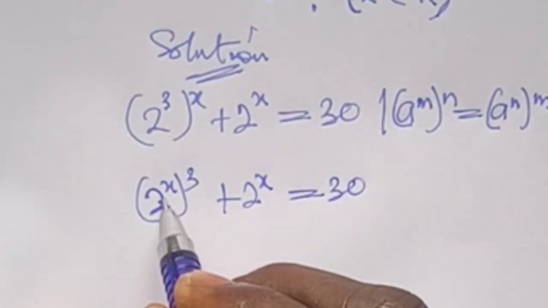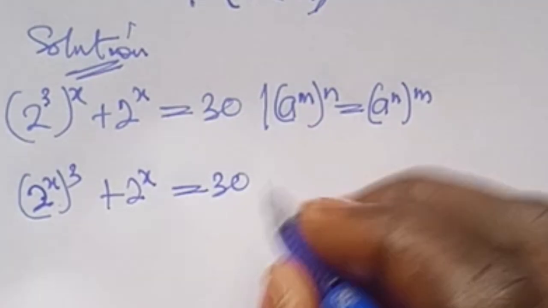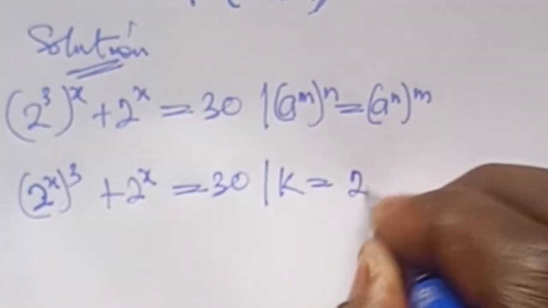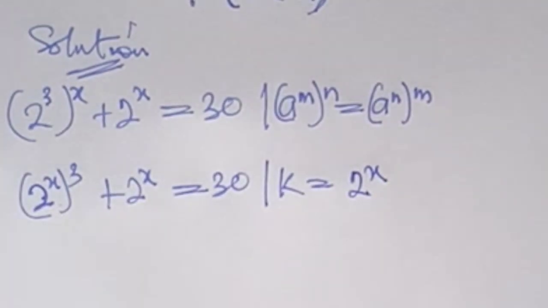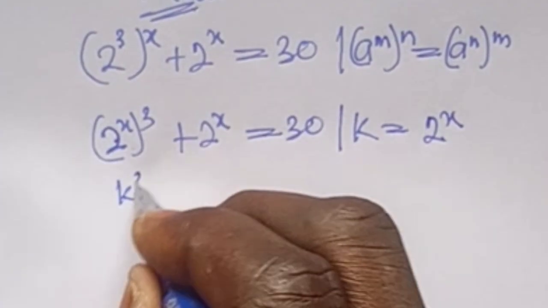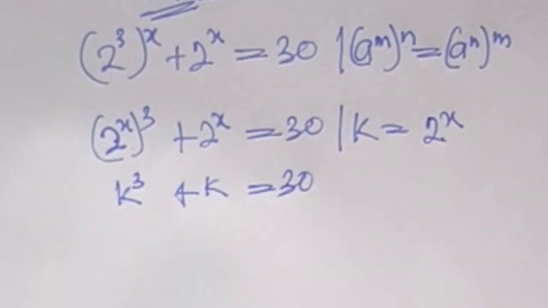And since we have 2 to the power of x common in the two terms, let k be represented as 2 to the power of x. So that in the next line, we can have k to the power of 3 plus k equals 30.